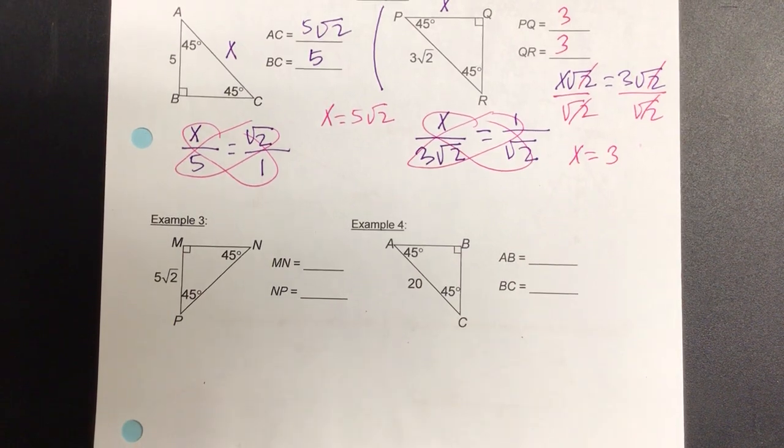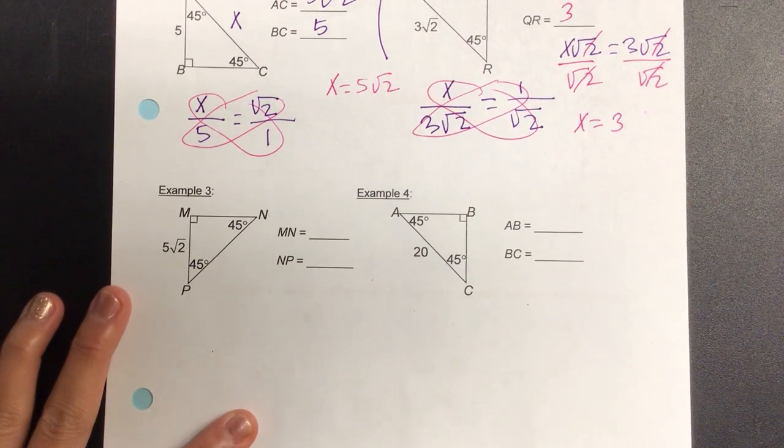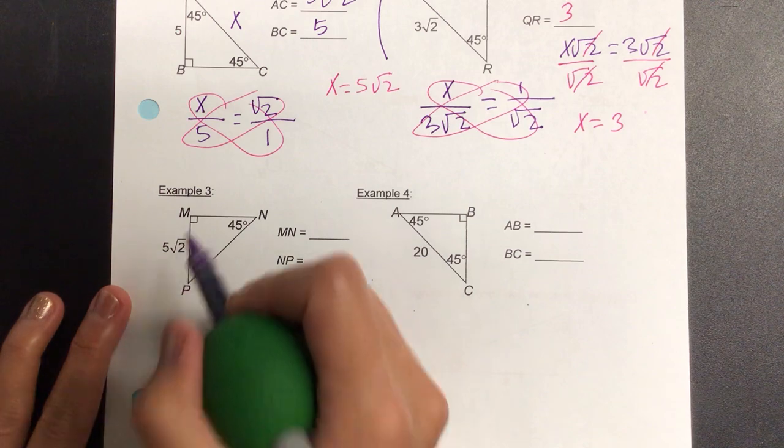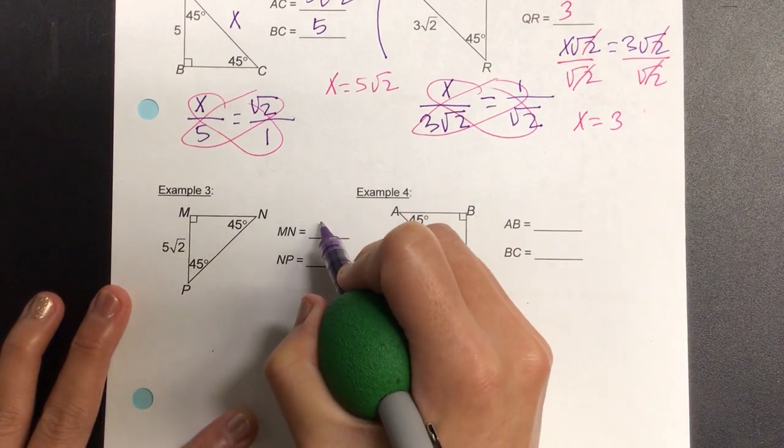All right, on example 3, let's go over this one together. Which piece can I automatically answer, the MN or NP? Because we have an isosceles triangle, we can have MN, not NP yet. So here I have 5 radical 2.